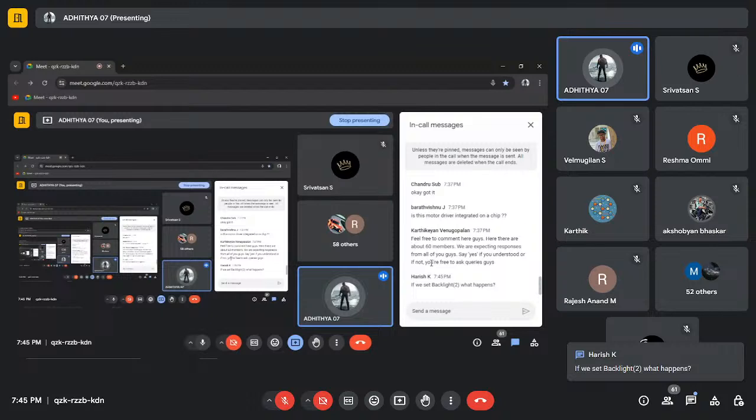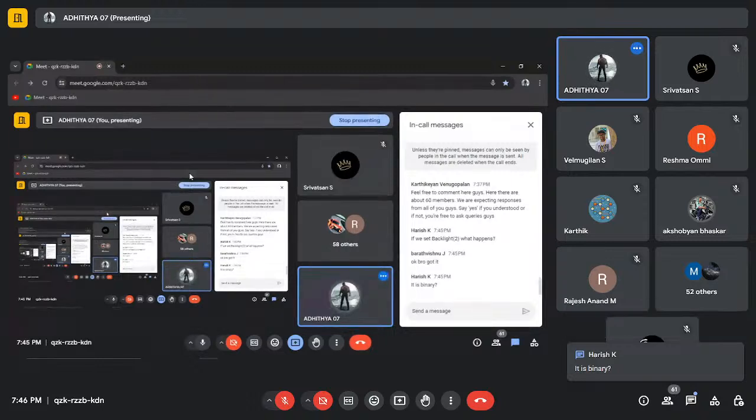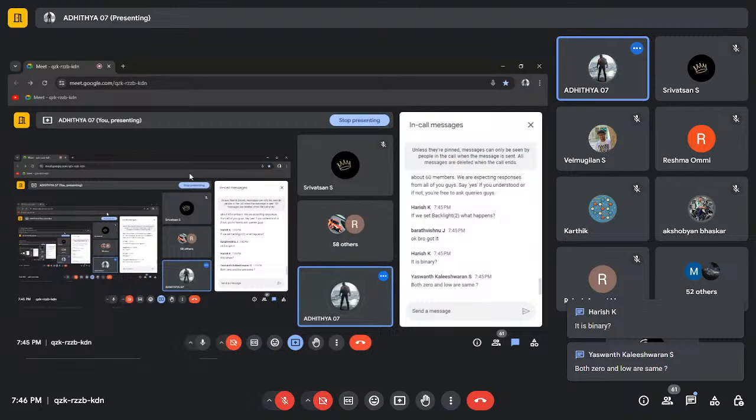Harish, it won't work. It takes only 0 or 1. When it goes over 1, mostly it takes it as 1 because it takes the higher value. Okay, so I think everyone understood everything about this. Is it binary? Yeah, it is binary. 0 and LOW are the same, 1 and HIGH are the same. We can use them both interchangeably.